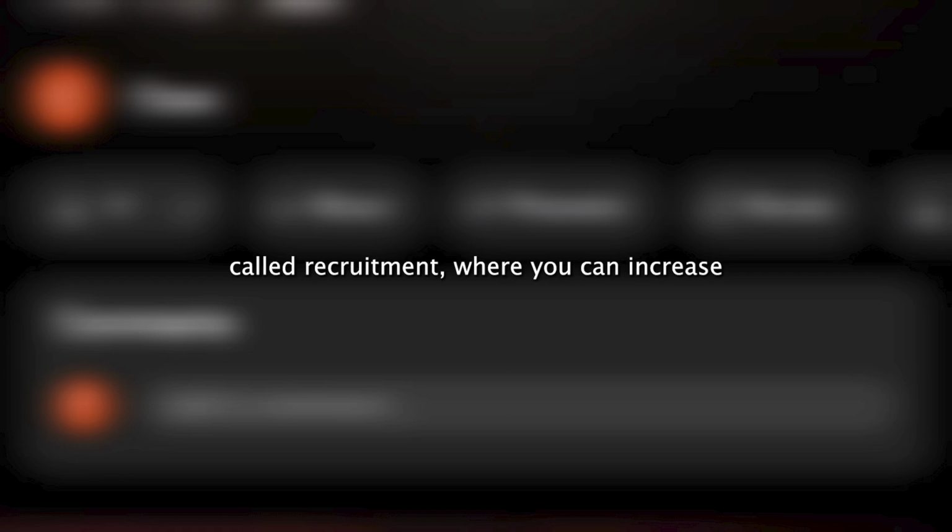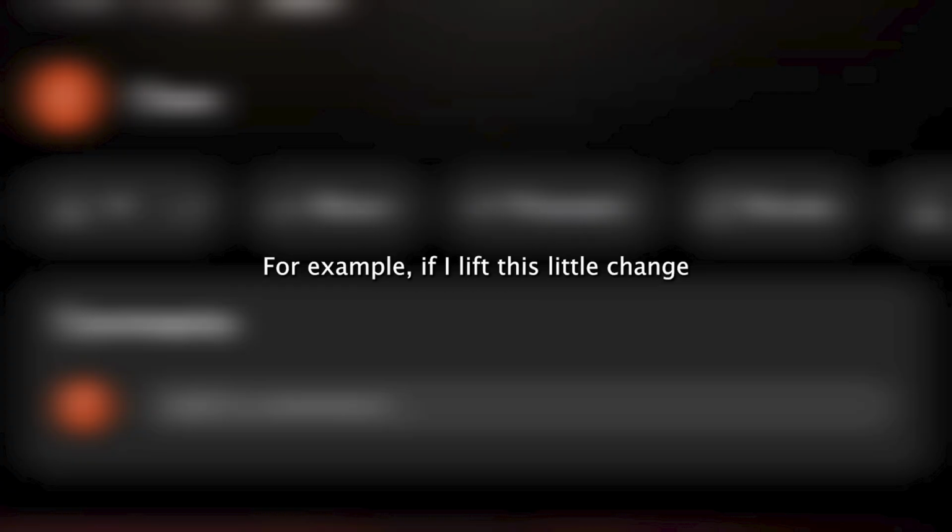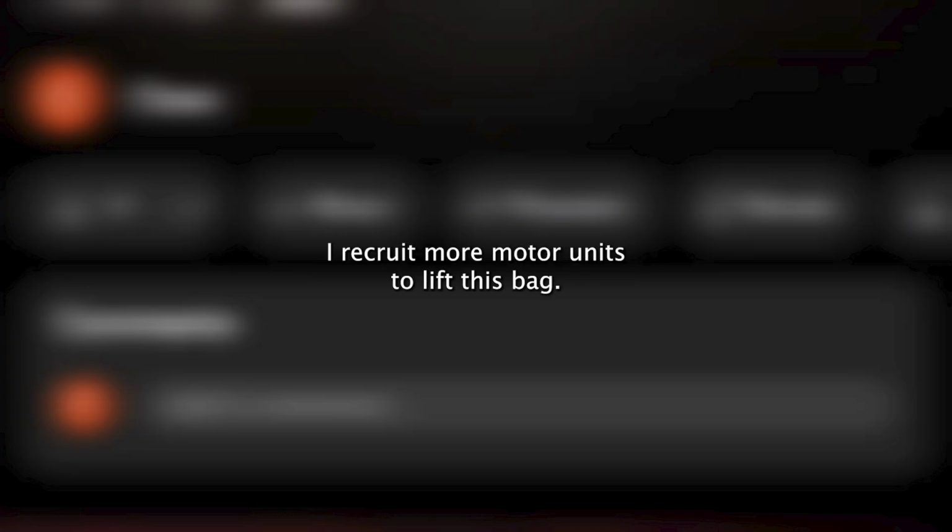Now, there's something called recruitment, where you can increase the number of muscle fibers that are recruited. For example, if I lift this little change purse, it doesn't take a lot of muscle. But if I lift my 100-pound book bag here, it takes a lot more muscle. I recruit more motor units to lift this bag. It's pretty heavy. You should check it out.